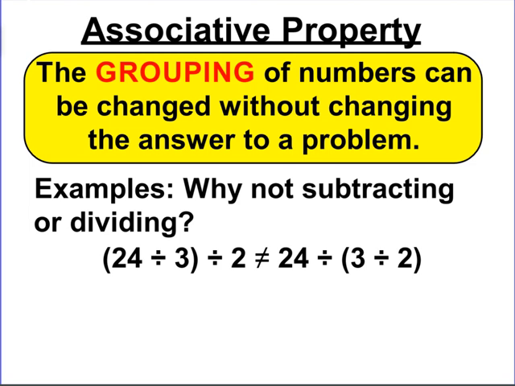Division, same problem. We're going to get a different answer on both sides when we solve. Here it's 24 divided by 3. Here it's 3 divided by 2. Well, the first one we know is 8. 3 divided by 2 is actually 1.5. When we finish dividing, we get 8 divided by 2 is 4 on the left-hand side, and 24 divided by 1.5 is actually 16, so not equal.